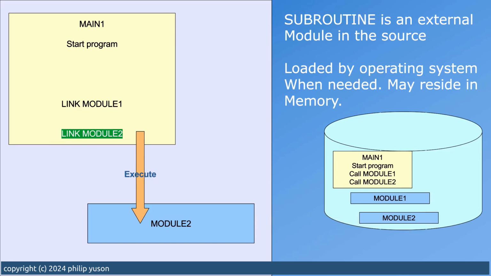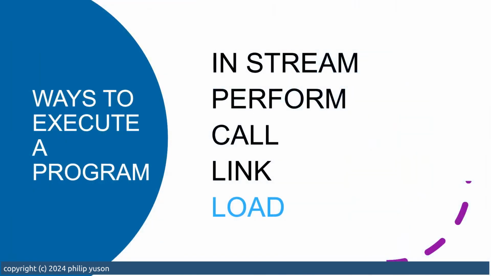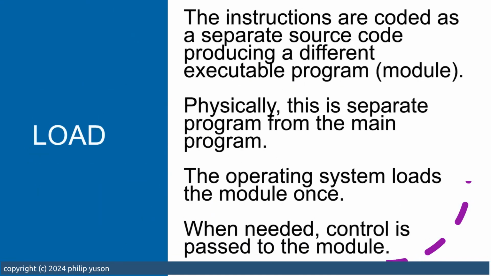The last way of executing a program is using the load command. With a load, the instructions are coded as a separate source code, producing a different executable program. So this is similar to a link. Physically, it is a separate program from the main program, and the operating system loads the module once, and when needed, control is passed on to the module. This is similar to link.